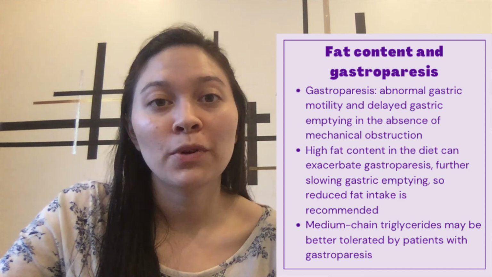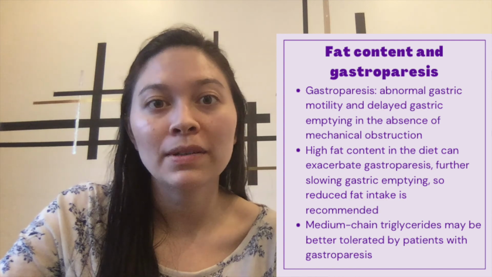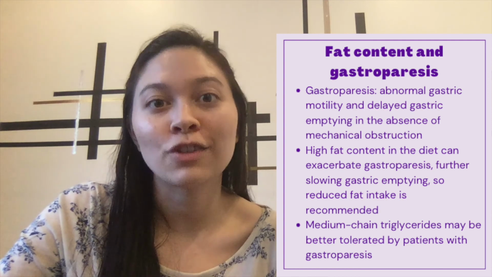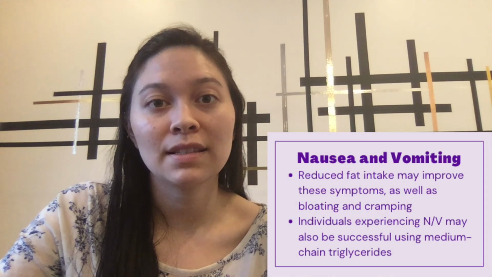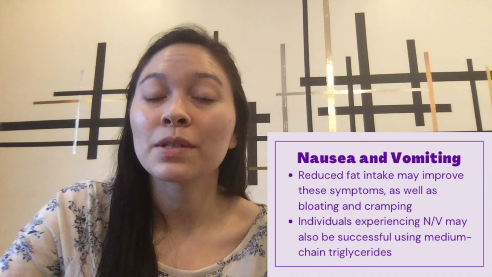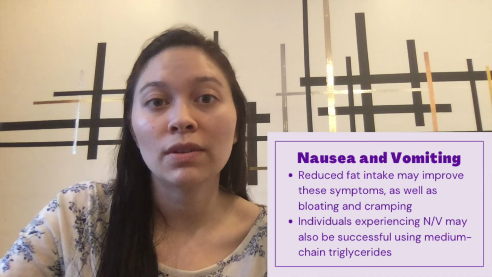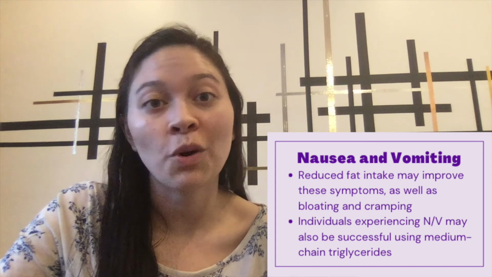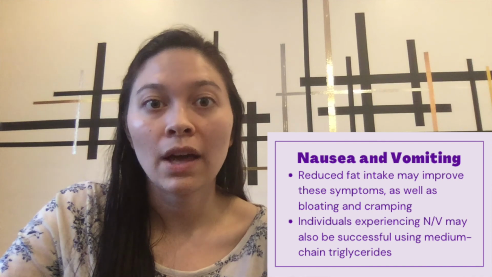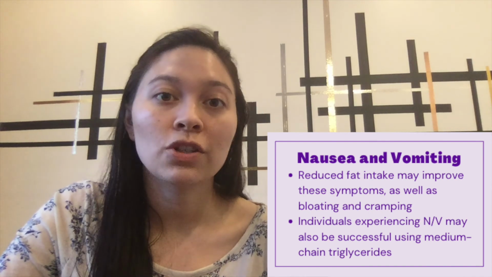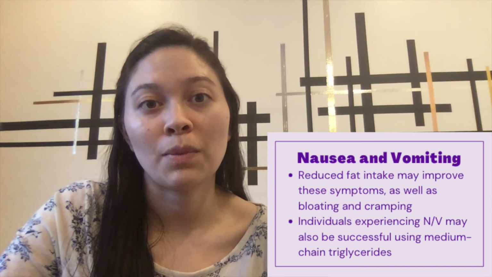For people with gastroparesis, medium chain triglycerides might be appropriate because, as we already spoke about, they're a little bit easier for folks to digest and absorb. The same thing can go for folks who are experiencing consistent nausea and vomiting. Sometimes a reduction of fat content within the diet can assist with that, as well as utilizing MCTs, because again, they don't rely on a lot of bile salt production, and they don't rely on all of the same things that the longer chain fatty acids need to be broken down, absorbed, and then distributed through the body.